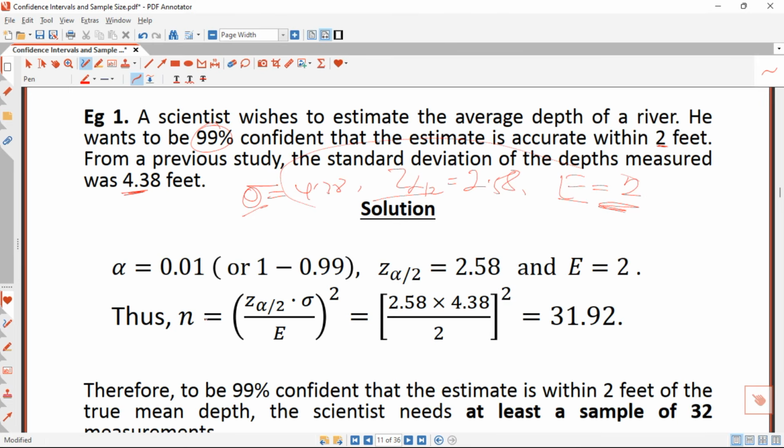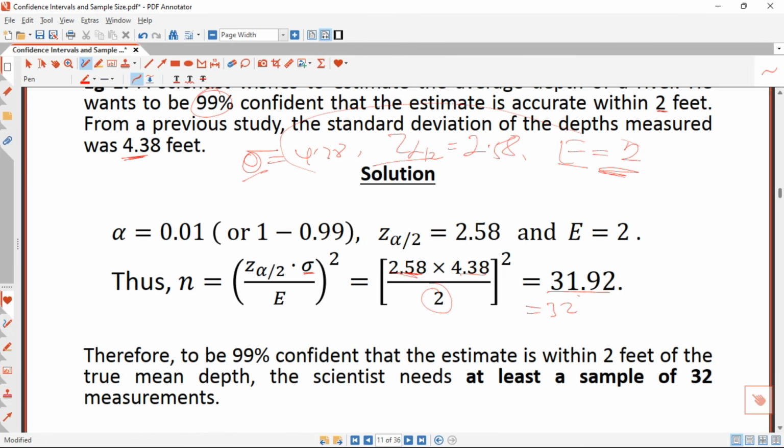So here our n will be equal to z subscript alpha divided by 2, which is 2.58, times the population standard deviation, which is 4.38, divided by e, which is 2. Once you multiply, divide and square, we get 31.92. That is our n. Since n cannot be a decimal, we round it up to 32. So here our n, which is the sample size, is 32.